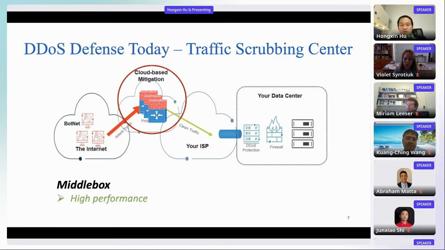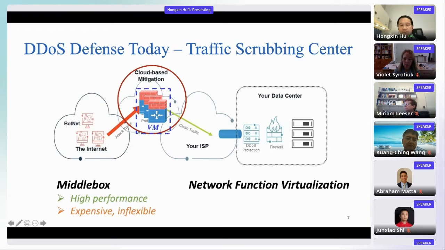When you use middleboxes, we can achieve high performance, but those middleboxes are very expensive. Also, they are inflexible. Another solution is to use network function virtualization for DDoS defense. With NFV, we can achieve flexible and elastic defense. But the major problem for NFV is that we implement those functions in software, so they cannot achieve high performance.